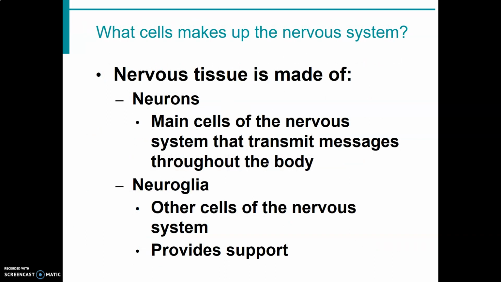So we talked a bit about the cells of the nervous system. We talked specifically about neurons, but I do want to introduce another cell type. Neurons are the main cells of the nervous system that transmit messages throughout the body. But another that I want us to be familiar with is called neuroglia. These are other cells of the nervous system, and they primarily function to provide support to the neurons.